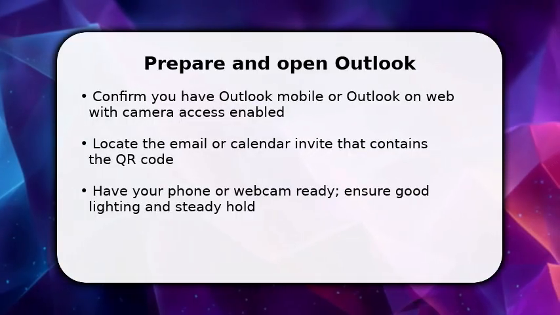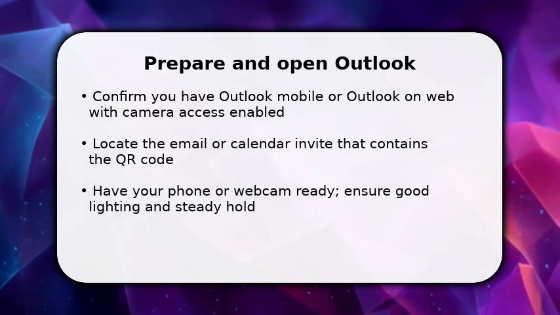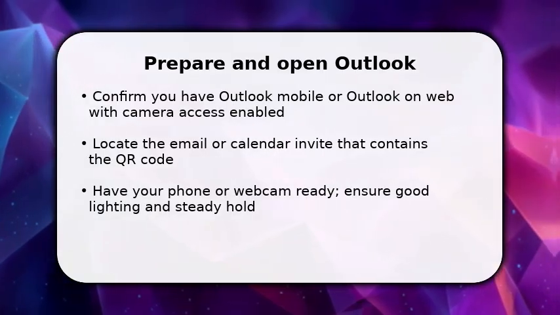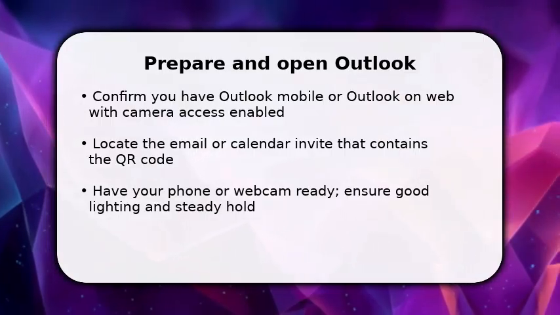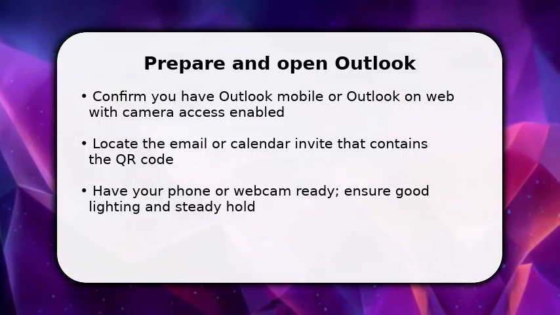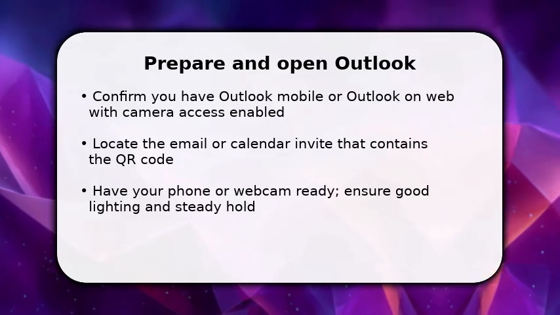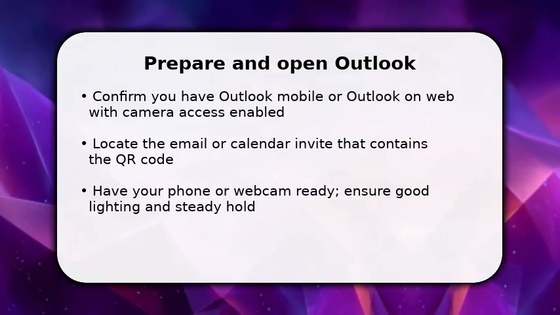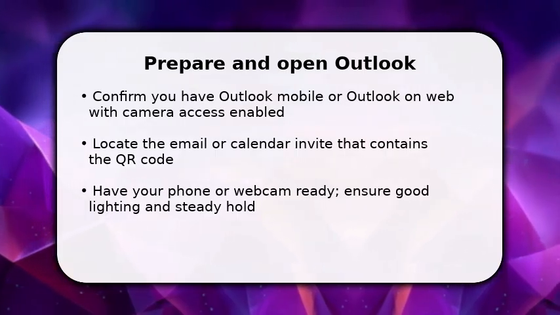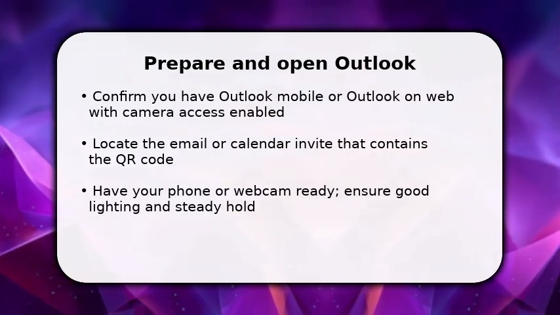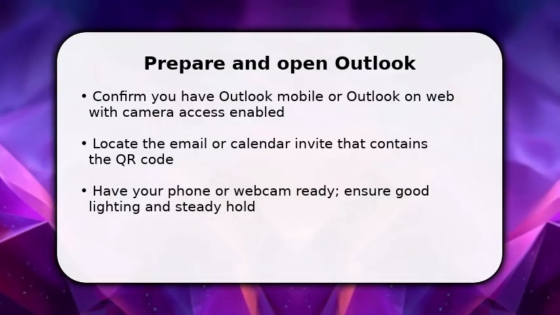You'll start by opening Outlook where the QR is located. This saves time versus searching later. Once done, make sure the message or invite is visible and not zoomed or cropped, because scanners need the whole code. If you use Outlook Mobile, allow camera permissions now. If you use a laptop, have a webcam or use your phone to scan the screen. Doing these steps first prevents interruptions and speeds the scan.